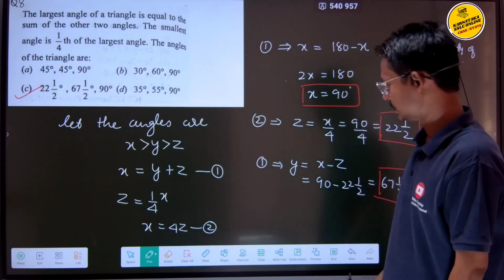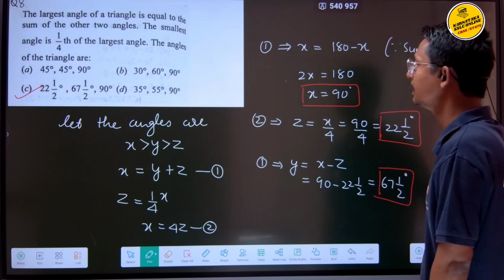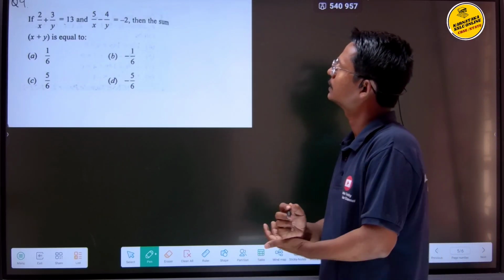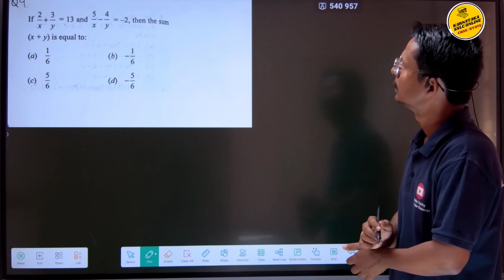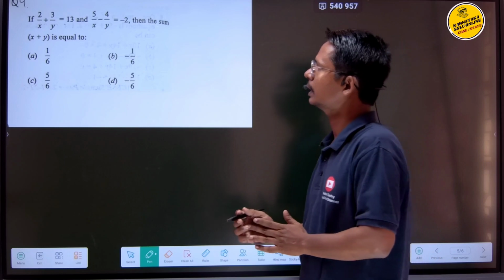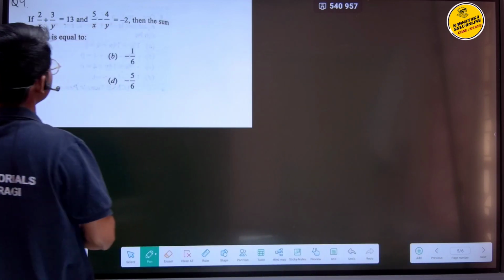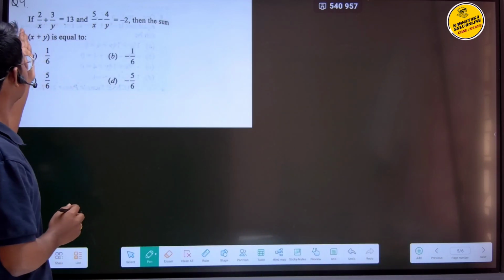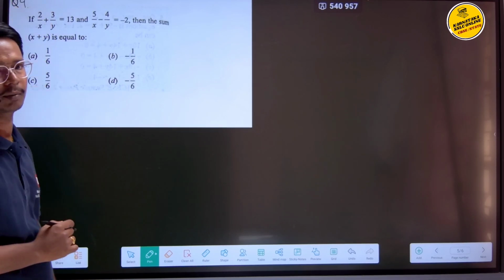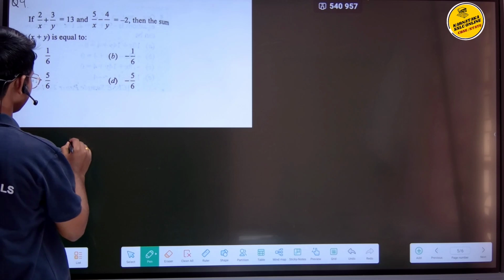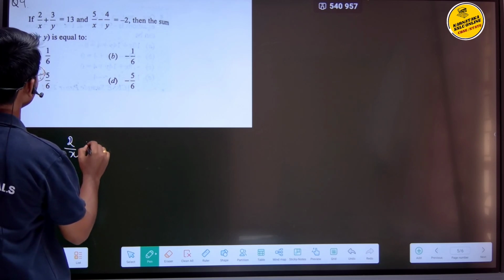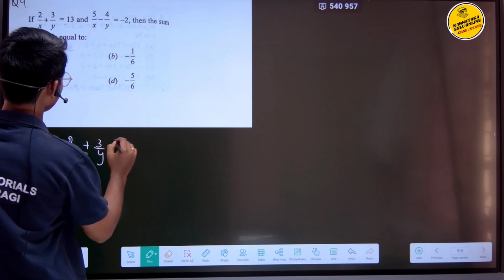Okay, yes. Next one, question number 9. If 2 by x plus 3 by y equals 13, and 5 by x minus 4 by y equals minus 2, then the sum x plus y is equal to what? We'll first try to express these as linear equations. It is not actually linear at this time, so we need to make it in a standard form. So I'll rewrite equation 1: 2 by x plus 3 by y equals 13.